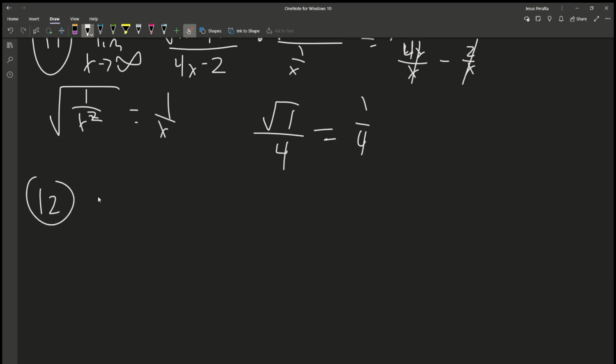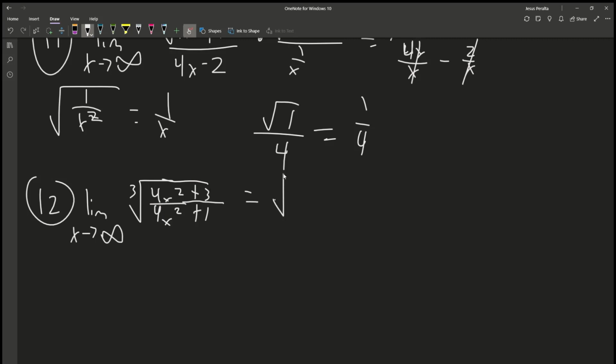12. So for number 12, I know this one looks a bit complicated, but it's almost the same thing as the other one. So we have the cube root of 4x squared over 4x squared plus 3, and then plus 1. From here, we just see that we have the 4x squared and the 4x squared is the same. So we just get the cube root.